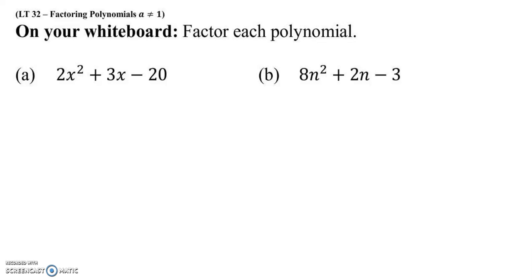Okay, Panthers, let's look at learning target 32. This is what we've worked on Monday and Tuesday of this week. This is factoring where the first term isn't x squared or n squared. It's like 2x squared or 8n squared. Take about 3.5 minutes. Try each of these, and then we'll come back together, Panthers.